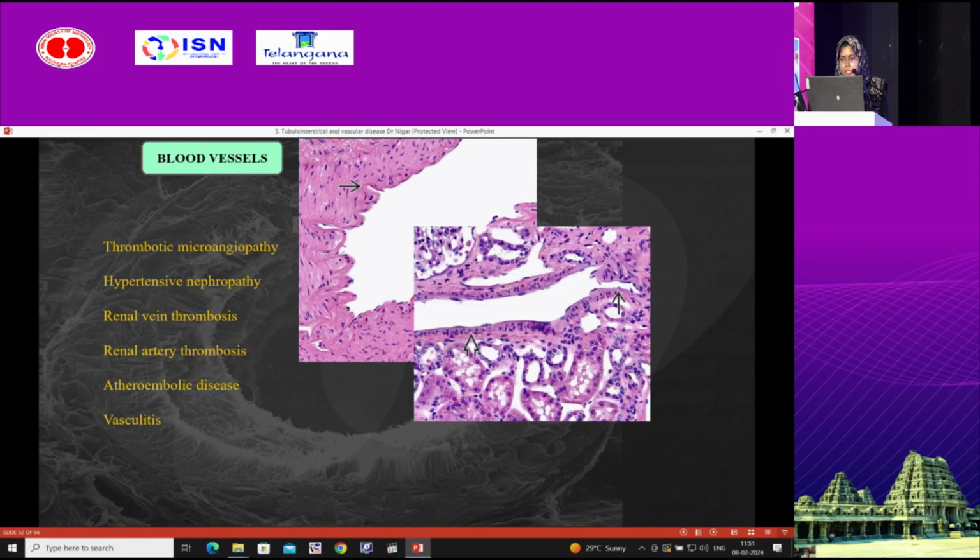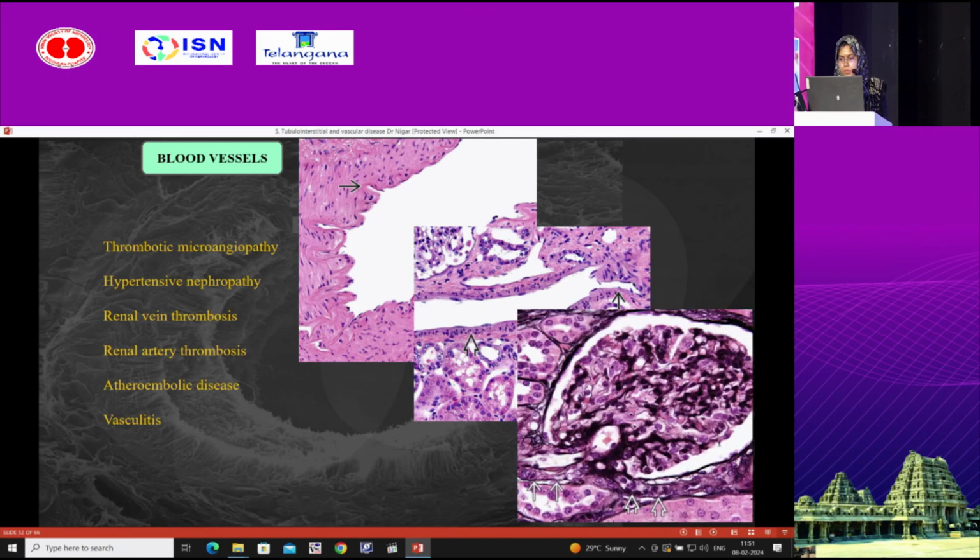This is a smaller interlobular artery which is branching into the afferent arterioles. This is a glomerulus showing afferent and efferent. The afferent enters the glomerulus at almost nearly right angles, while the efferent curves around the Bowman's capsule.